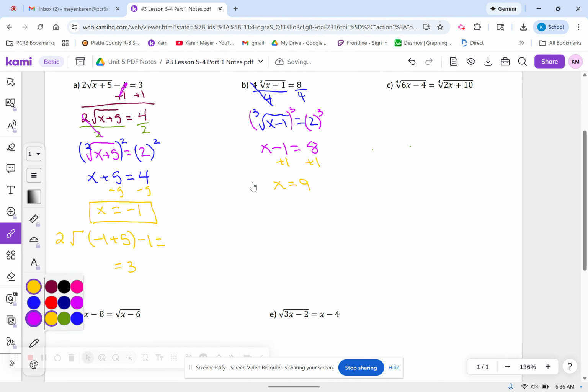So then we're going to go back to our calculator and we're going to type this in. So we're going to go 4 times, and now we don't have a square root, we have a third root. So to type this in, you're going to have to hit 3 and then your X root button, and then open your parentheses and do 9 minus 1 and see if it equals 8.